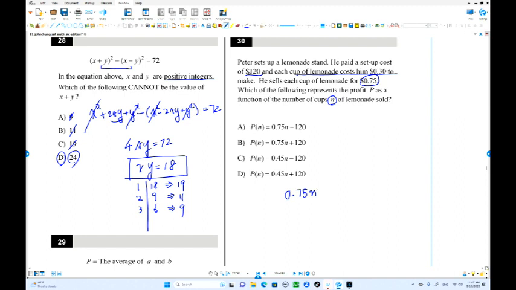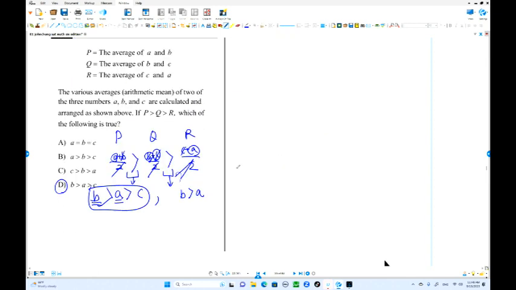We have to find the total cost of it, okay, 120. Another one is what? 0.3 times the number of cups, all right? That's the total cost. When you subtract, this is the profit. Simplify. 0.75 minus 0.3 n is 0.45 n. We still have a negative 120. Okay? So that's the answer. Choice C is the answer.